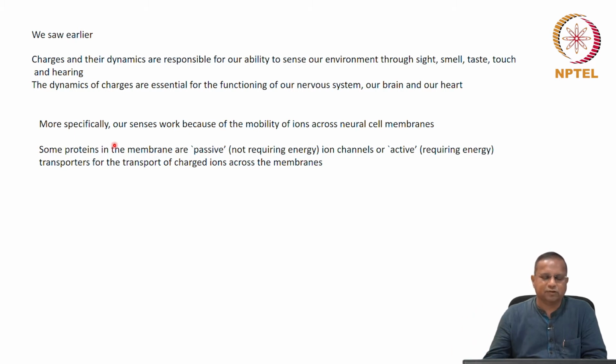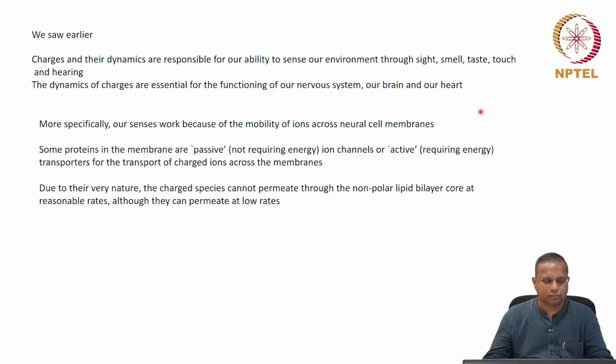There are two ways by which that happens. One is a passive way through the ion channels, and an active way through the transporters. Passive means it does not require energy to transport an ion from one side to the other. Active requires energy, the breakdown of ATP, to provide the energy for transport of ions across that protein. Both are involved. Due to their very nature, the charged species cannot permeate through the nonpolar lipid bilayer core at reasonable rates, although they can permeate at very low rates.